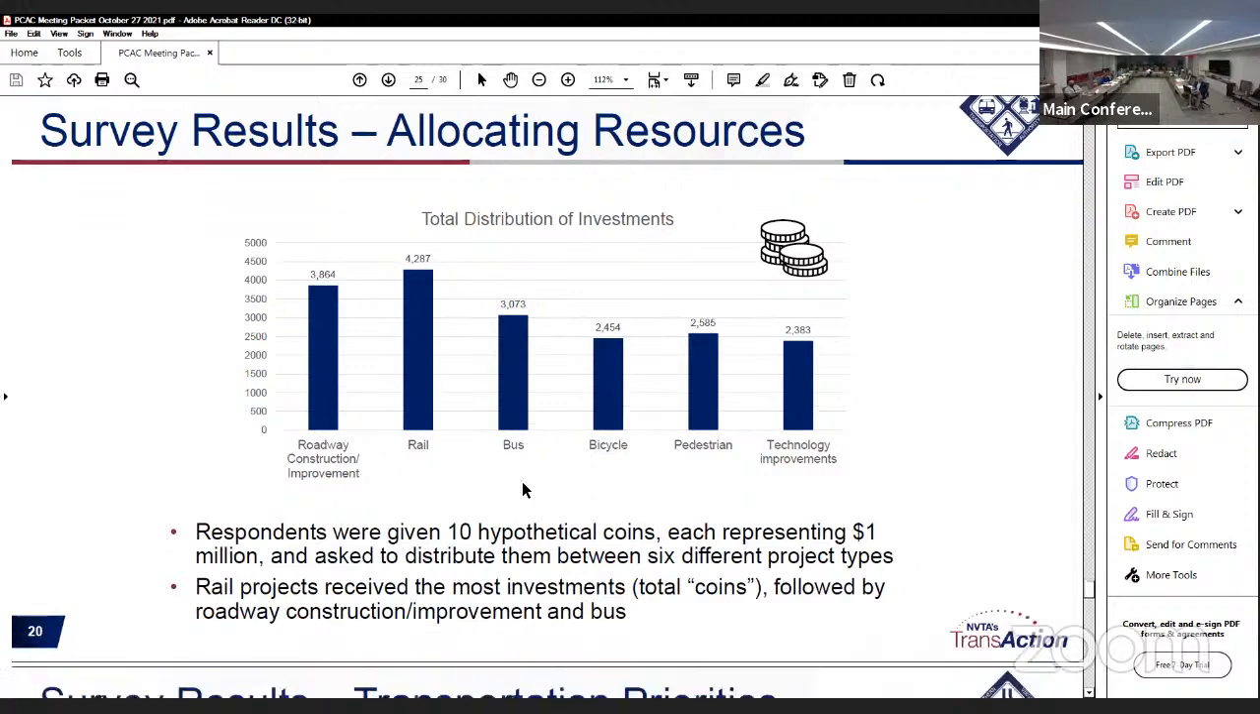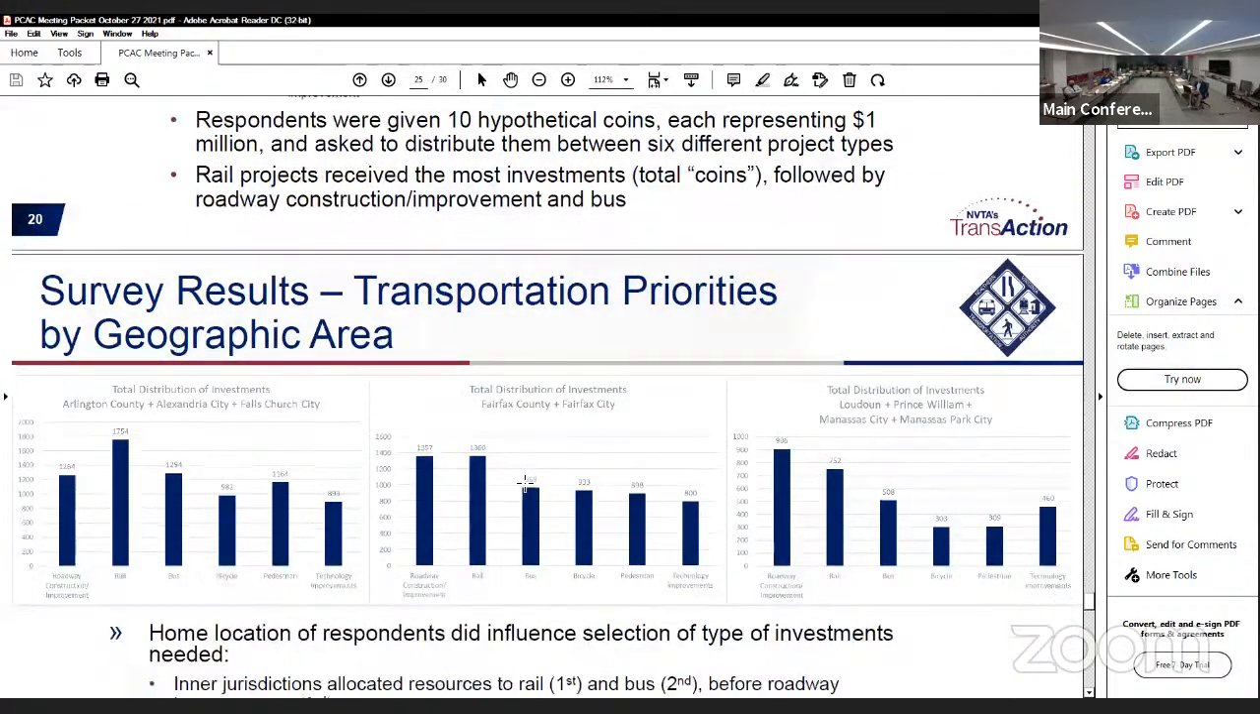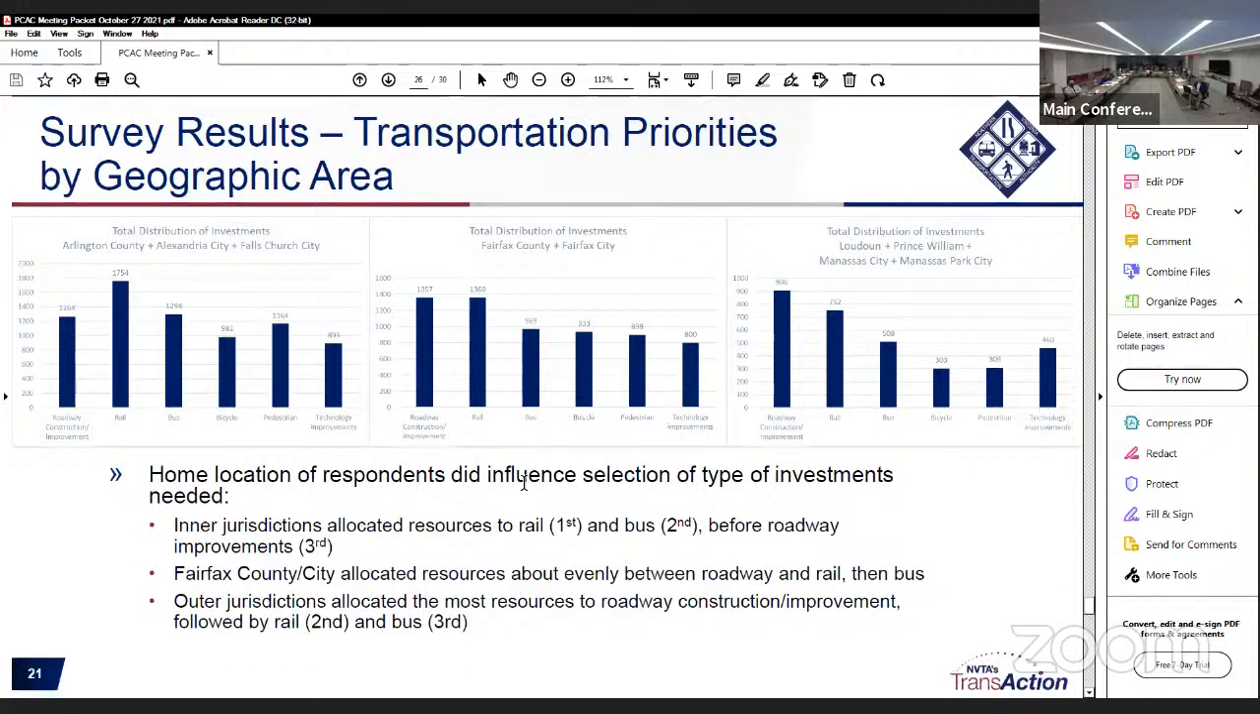But again, if we look at the next slide, we can see that varied a bit by area, by home location. So in the inner core jurisdictions, rail was first, bus second, and then roadway improvements third. In Fairfax County and Fairfax City, it was about even between roadway and rail, and then bus third. In the outer jurisdictions, roadway was the top area, followed by rail, and then bus third. So that gives a feel for how that varied a little bit by area.